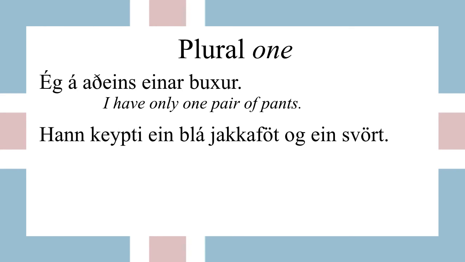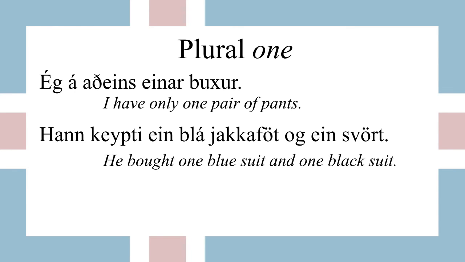Here's another example. Hann keypti ein blá jakkaföt og ein svört. This means he bought one blue suit and one black suit. So the word jakkaföt is a neuter word that is always plural, no matter what. And so in order to say that we have one suit, we need to use the plural form of the word einn.